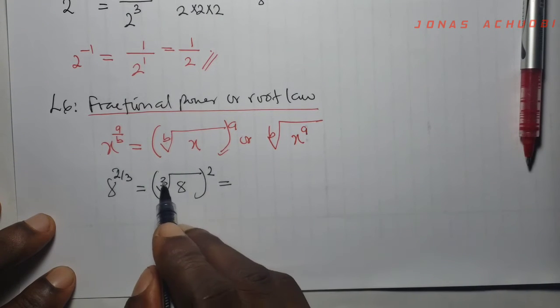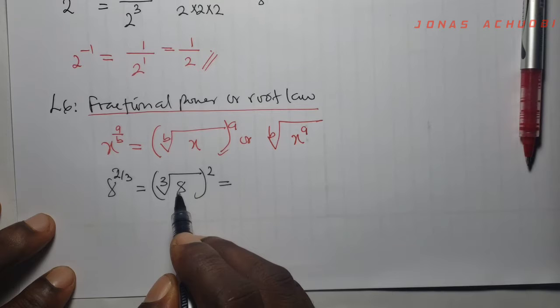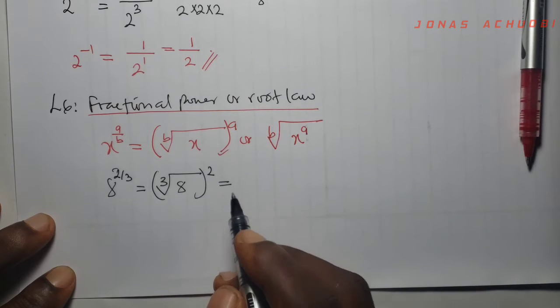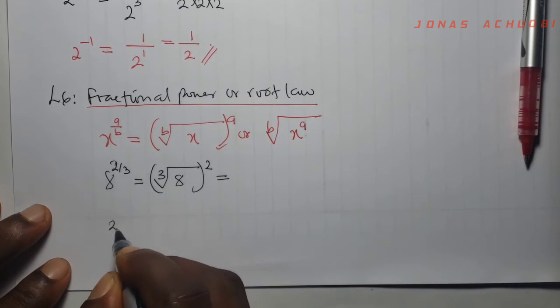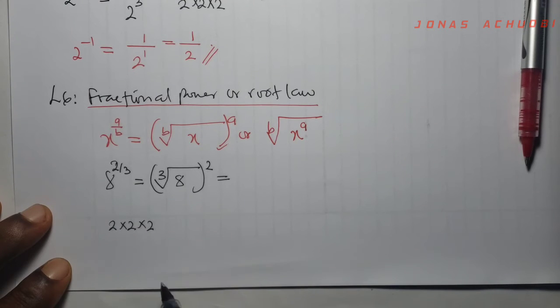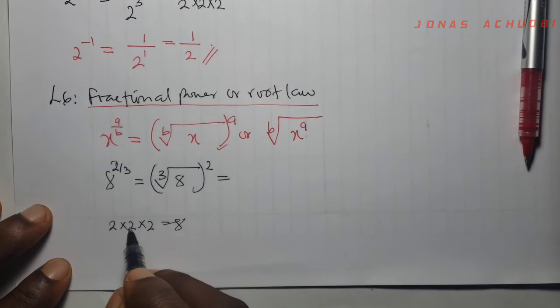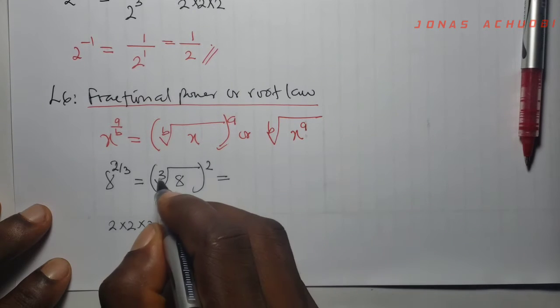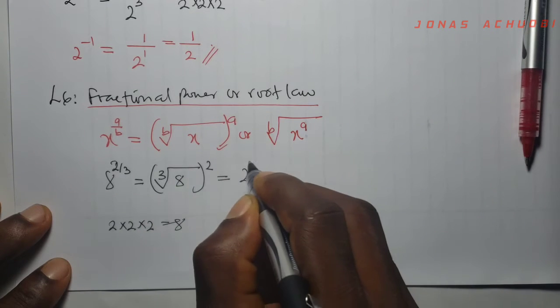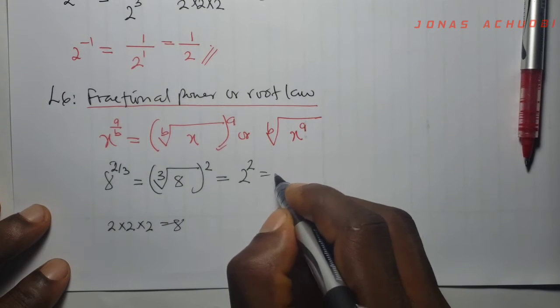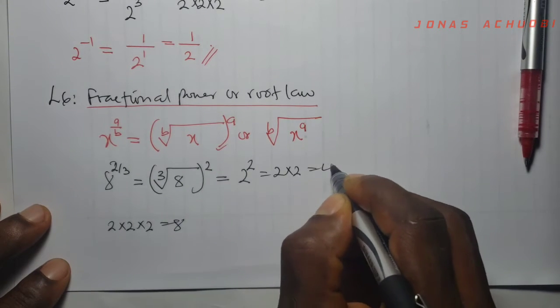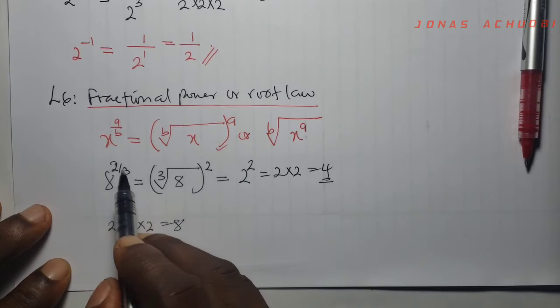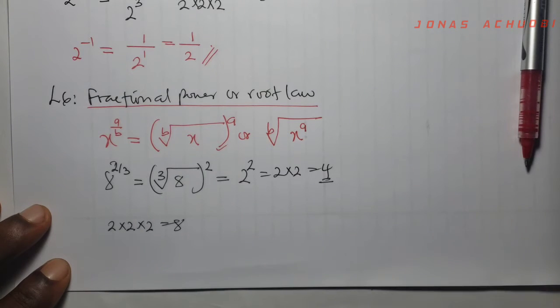The cube root of 8 simply means the number that can be multiplied 3 times to get 8. So we know that 2 times 2 times 2 is 8, since 2 times 2 is 4, 4 times 2 is 8. Since 2 can be multiplied thrice to give us 8, it means that the cube root of 8 is 2. So the cube root of 8 is 2, raised to the power 2. And 2 squared simply means 2 times 2, which is what? 4. So 8 raised to the power 2 over 3 is nothing but 4.